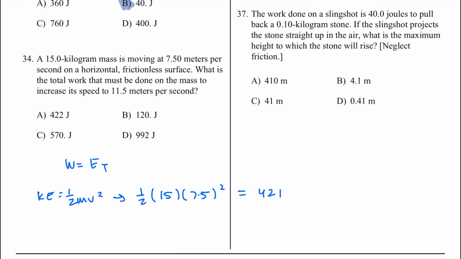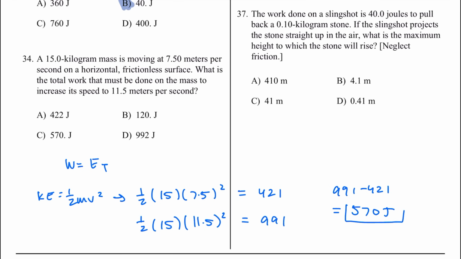But it says that we need to increase its speed to 11.5 meters per second. So let me solve one more time. So 1/2 times 15 times 11.5 meters per second squared is going to equal 991. So if I just find the difference between these two numbers, I do 991 minus 421, that's going to equal 570 joules. So that means there needs to be 570 joules of work done in order to increase that speed. So the answer is choice C.